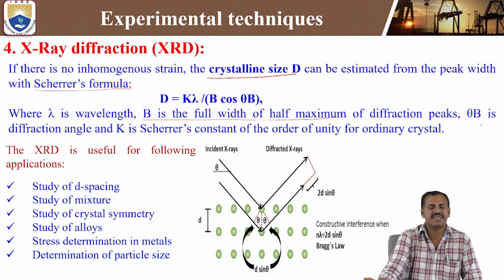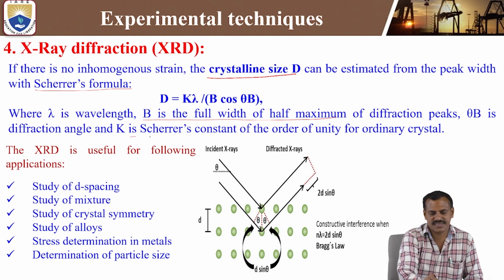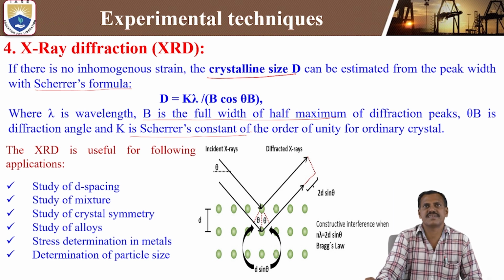Theta B is the diffracted angle, and K is the Scherrer constant. That value is 0.91. That is a constant value whenever measuring the XRD profile.